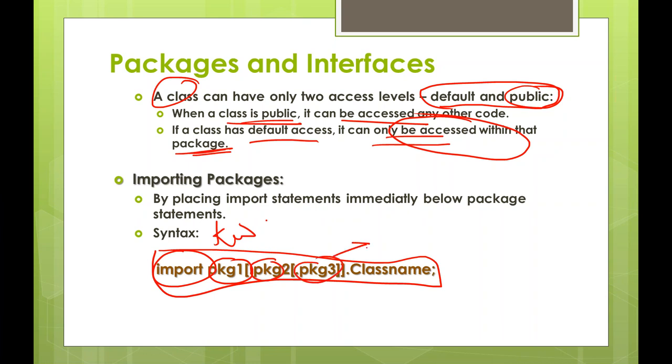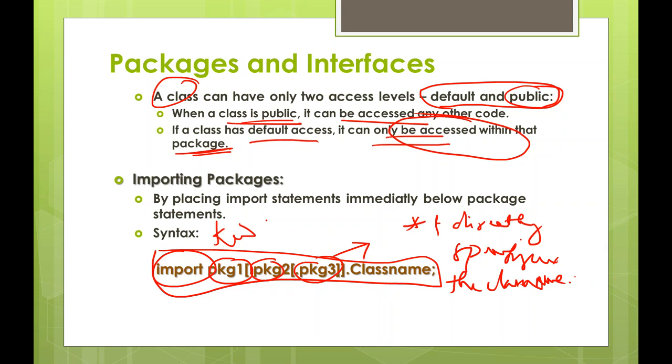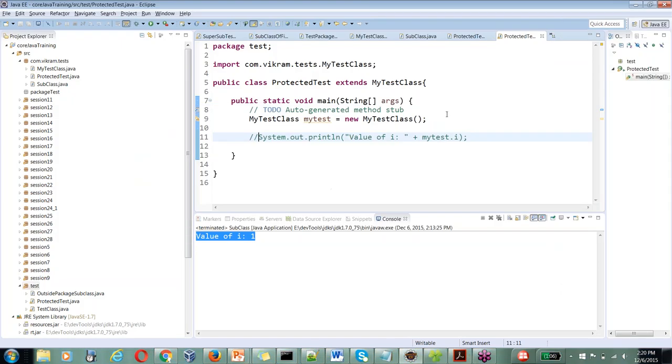There are two ways of accessing or importing the classes. One is using star and another is directly specifying the class name, okay? Here what you can do is use star. This means this class definition includes all the Java files that are under your com.test package. Or you can specify my test. So what is the difference?